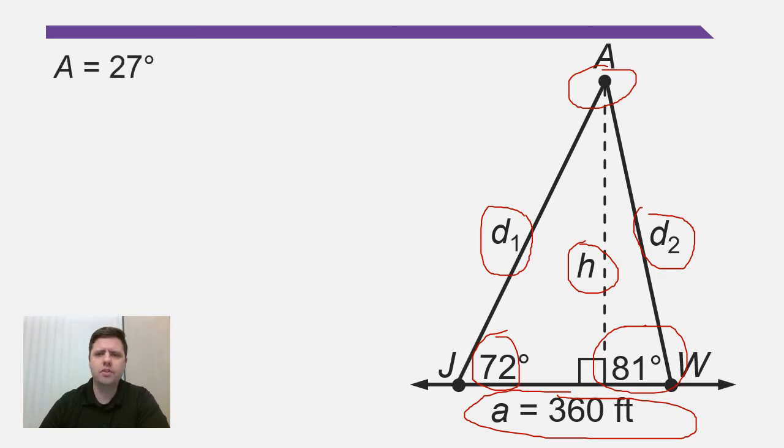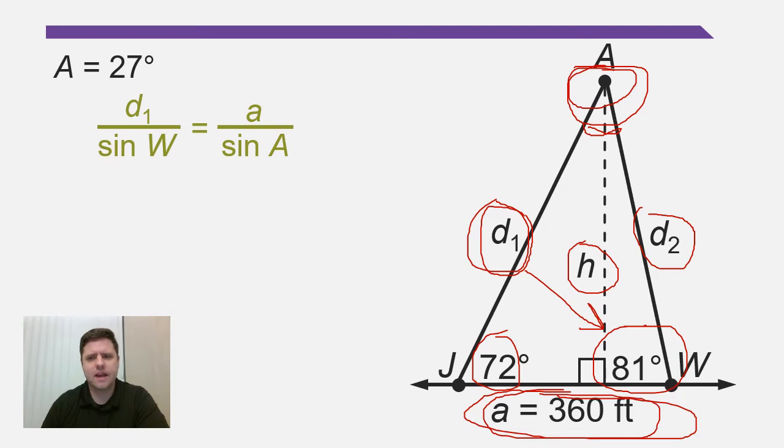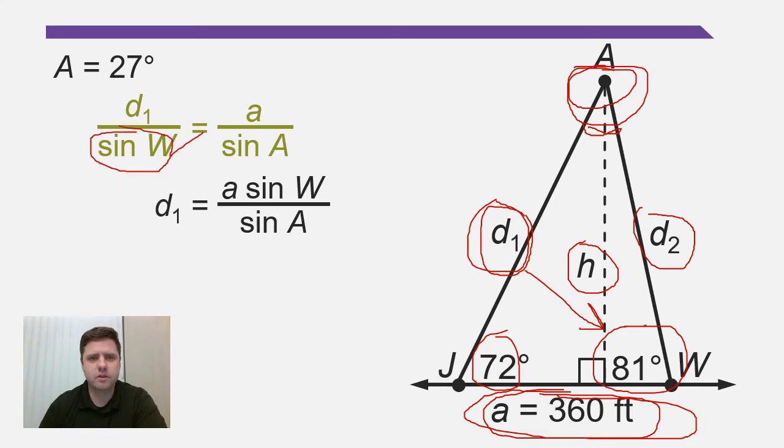So first of all, we know that angle A up here at the top of the triangle is just, again, 180 degrees minus the other two, which gives us an answer of 27. Then, using our law of sines, we can say D1, which is opposite this angle over here, has to equal, I'm sorry, the sine of W, the angle over here, divided by the sine of A, the angle up here, being below the length of that side, 360 feet. Remember, take this sine of W and multiply it up.